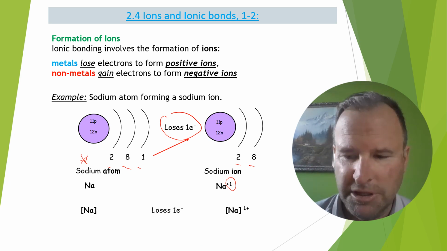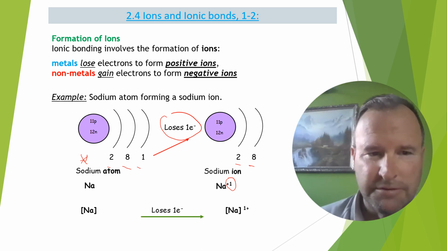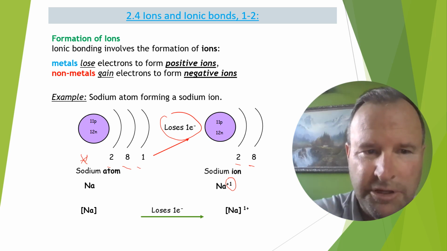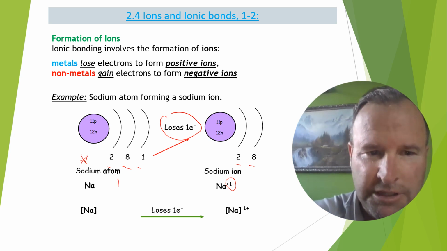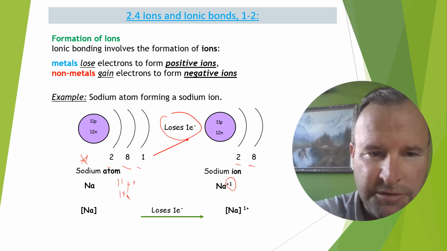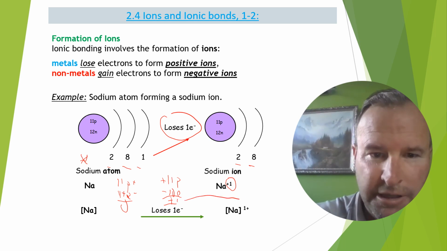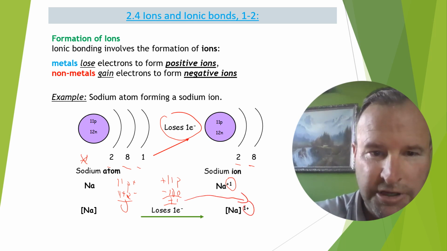Here's another way of looking at it. So remember, just a little bit of working here. We've got 11 protons and 11 electrons, which makes the atom electronically neutral, so a charge of 0. And remember, we lose 1 electron, so we've got +11 protons and -10 electrons, so the overall charge is +1, hence the +1 charge for that ion.